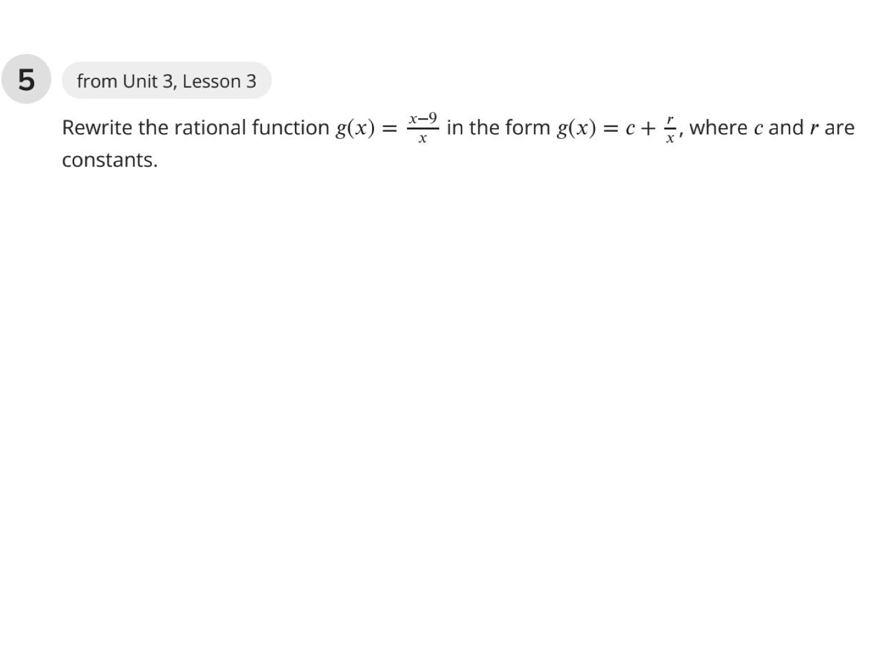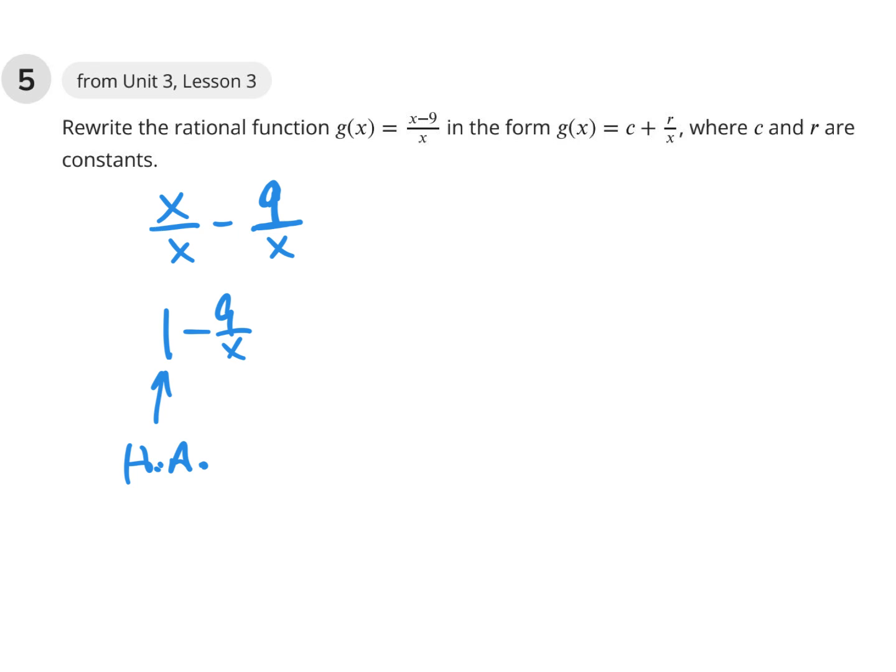Okay, rewrite the rational function g of x in the form c plus r over x. So there's two ways to solve this problem. The first way, you could just separate the fraction. With the same denominator, if there's an expression in the top, you can separate it. x divided by x is 1, which means 1 is our horizontal asymptote. This is how we find our horizontal asymptote.